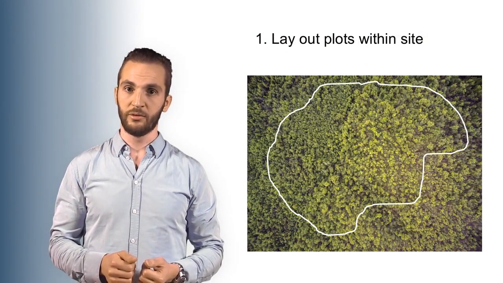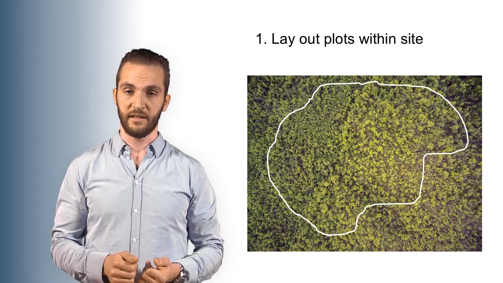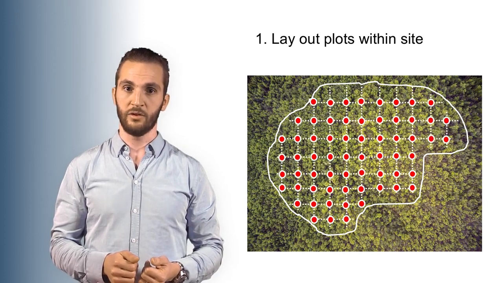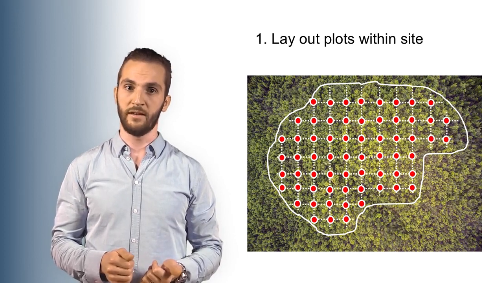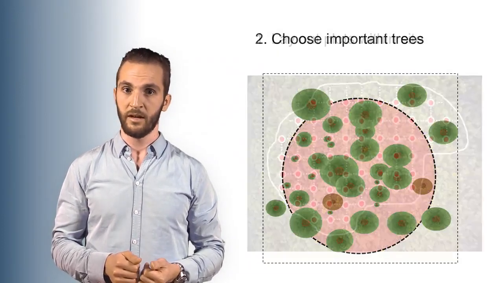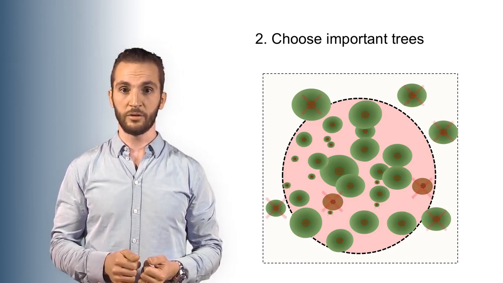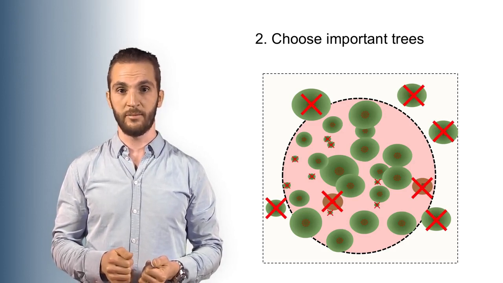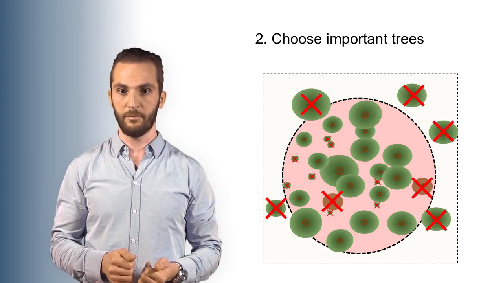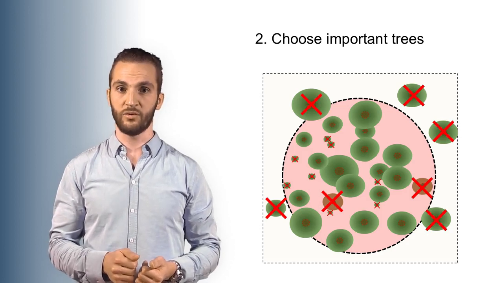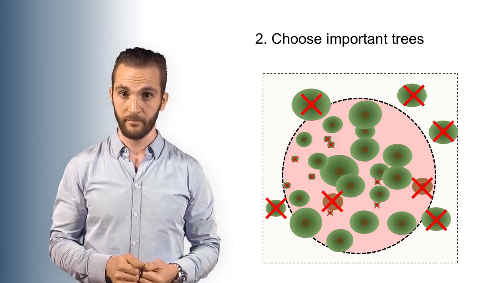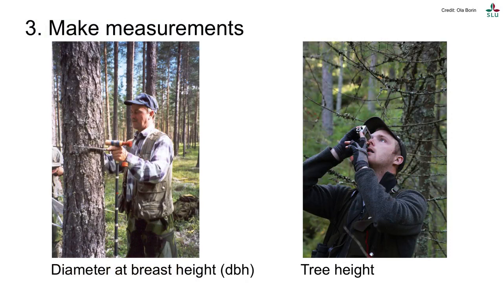The first step is to lay out plots within the test site. The plots may be laid out in a systematic grid, in a random manner, or in whichever way that is found most suitable. The plots are then visited by specialists who measure the parameters of trees within each plot. Commonly, small trees and trees with stems outside the plot are not sampled. Likewise, dead trees are typically omitted.